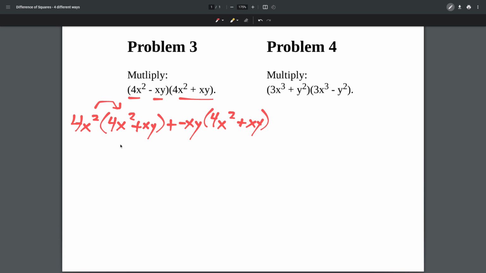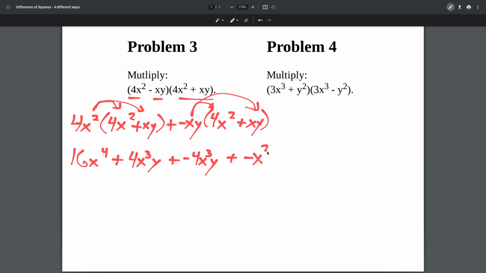So 4x squared times 4x squared is 16x to the fourth. 4x squared times plus xy is going to be a plus 4x cubed y. Negative xy times 4x squared is going to be plus a negative 4x cubed y. And then negative xy times positive xy is going to be plus a negative x squared y squared.